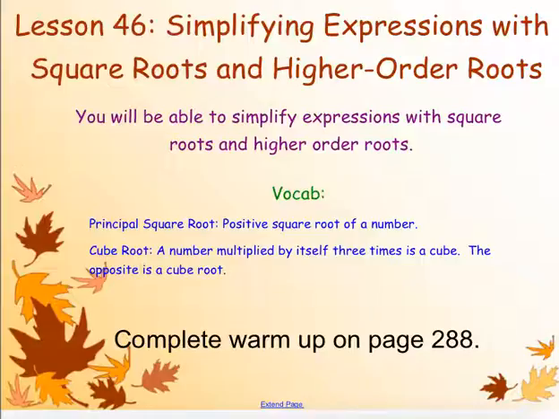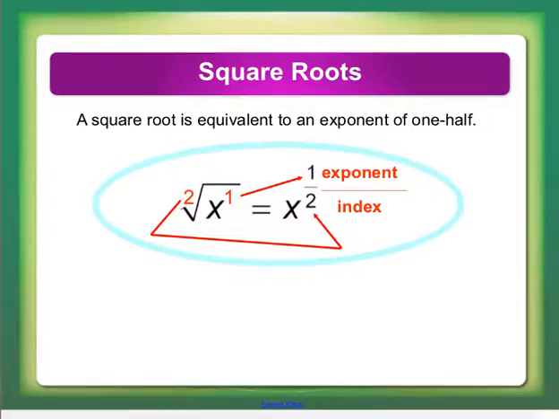Cube root: a number multiplied by itself 3 times is a cube. So the opposite is a cube root. We're looking for something times itself 3 times, giving us our radicand.